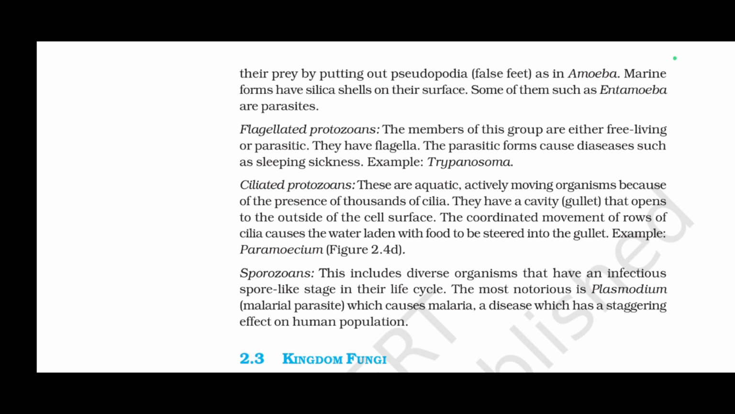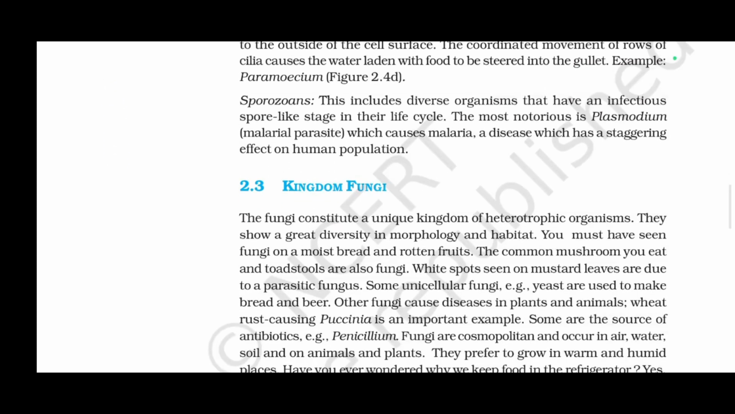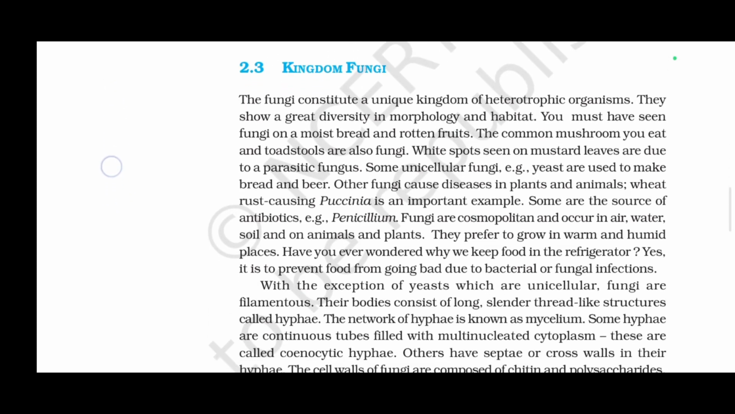This includes diverse organisms that have an infectious spore-like stage in their life cycle. The most notorious is Plasmodium, or the malarial parasite, which causes malaria, a disease which has a staggering effect on the human population. Now, topic number 2.3, Kingdom Fungi.